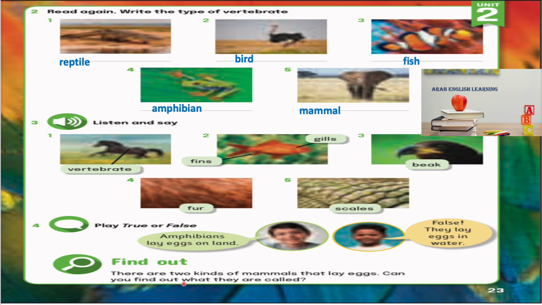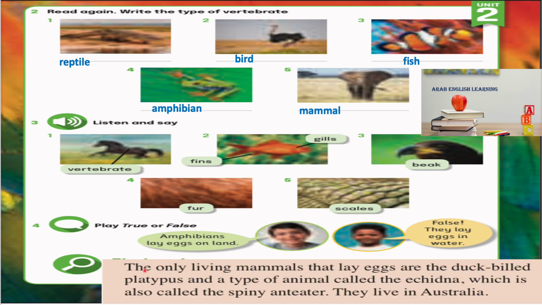Find out. There are two kinds of mammals that lay eggs. Can you find out what they are called? The only living mammals that lay eggs are the duck-billed platypus and a type of animal called the Echidna, which is also called the spiny anteater. They live in Australia.